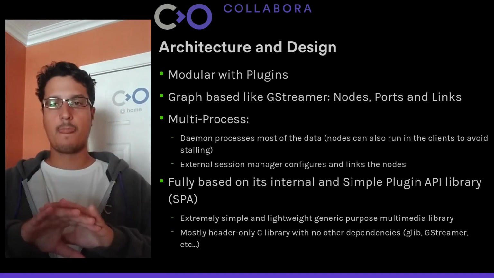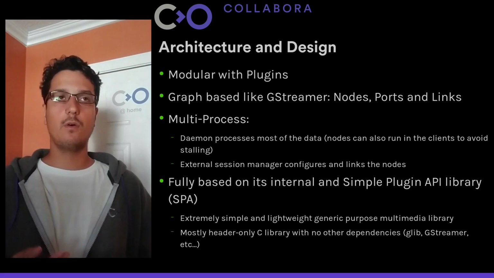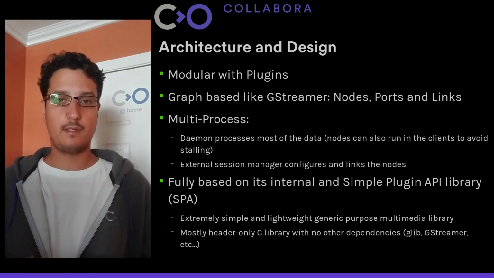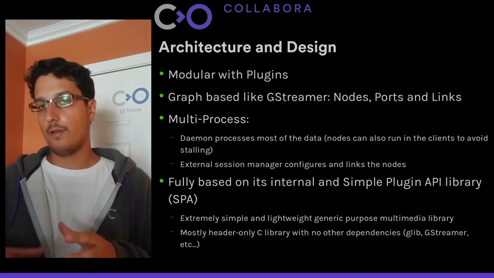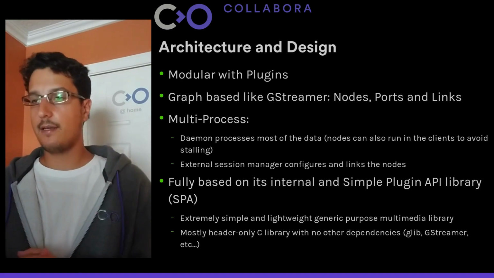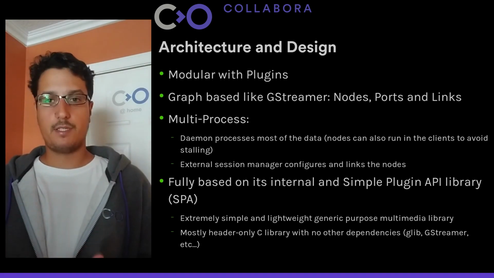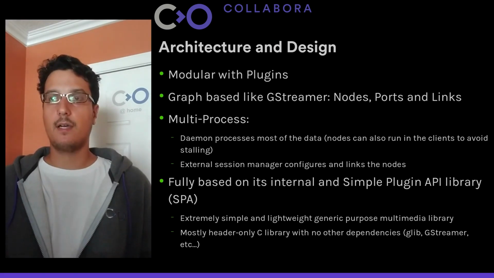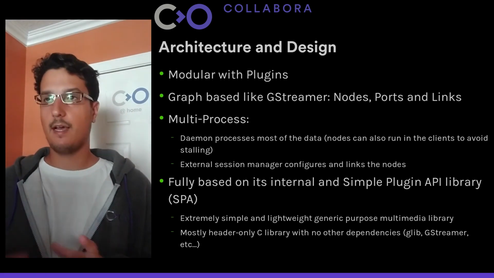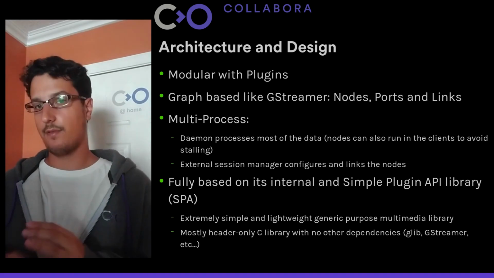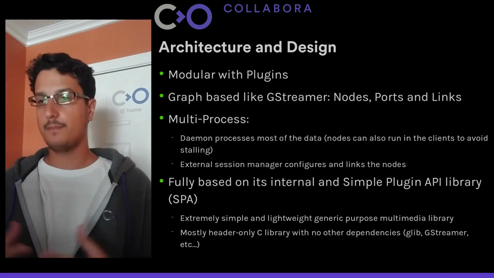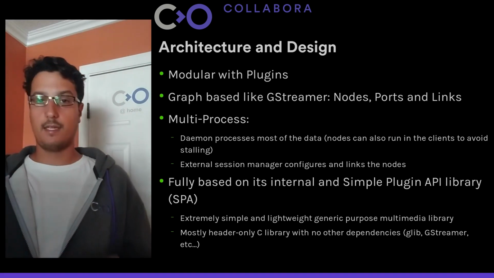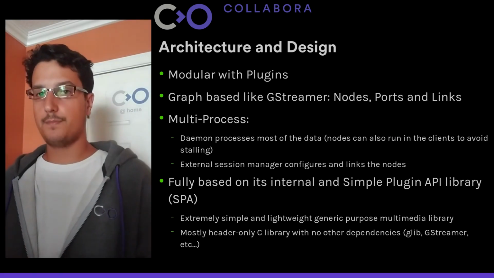Because it's graph-based, we have nodes instead of elements, which are the ones in charge of processing data. Then we have ports, which are like pads, and ports are the connections between the nodes, and they have a specific capability. They have the buffers, they have specific data. And then there are also links, which in PipeWire are objects.